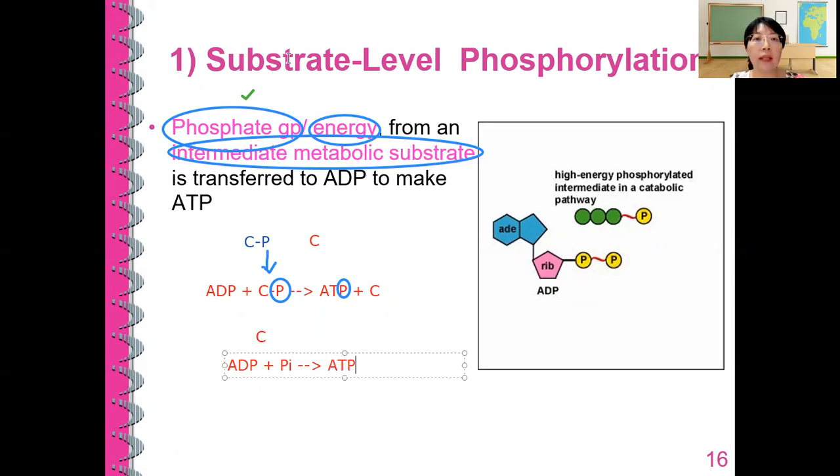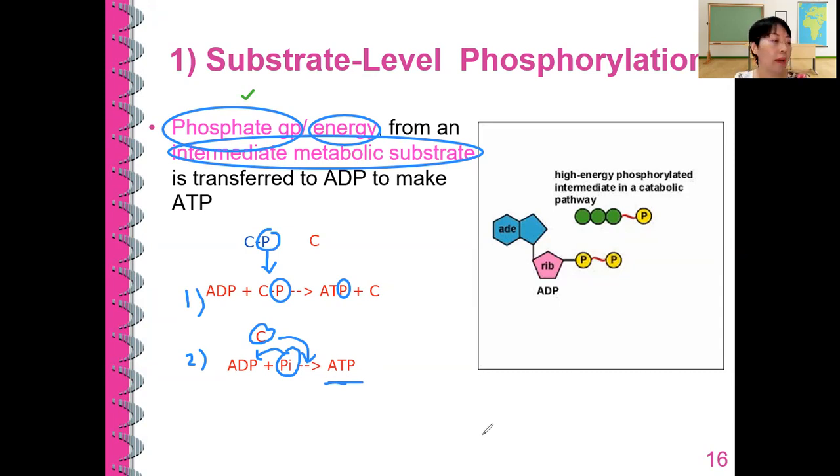So in this case here, C is donating the energy for this process so that Pi inside the cell can be joined to the ADP to form ATP. So therefore, in both ways, they are called substrate-level phosphorylation. So you either use the phosphate group from the intermediate substrate, or you use the energy from the intermediate substrate in order for ATP to be synthesized.